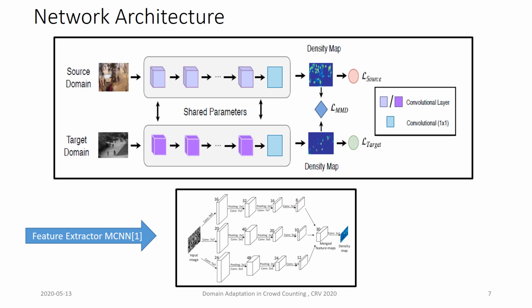So in the middle, we have the feature extractor. This is nothing but MCNN, multi-column architecture. So we can call it the backbone network. Anyways, the final output of these two networks are basically the density maps after applying one by one conv. Then we are trying to calculate the MMD between these two. This is how we are minimizing the domain gap between these two density maps.